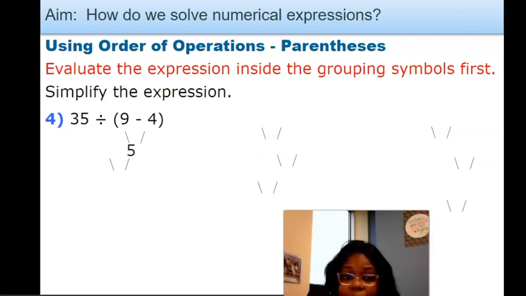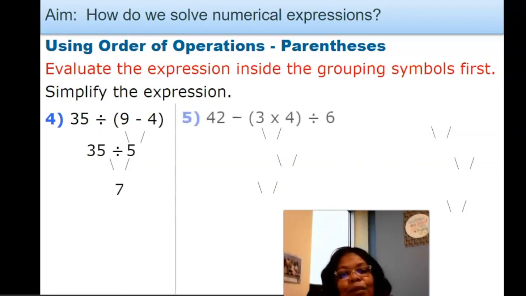So then we rewrite our problem. So we rewrite 35 divided by 5. And 35 divided by 5 is what, guys? Get ready. Good job. It's 7. Right, let's look at another problem. 42 minus 3 times 4 in parentheses divided by 6.